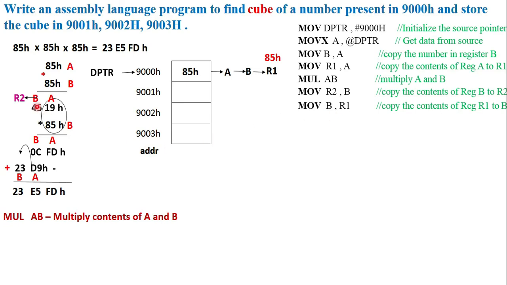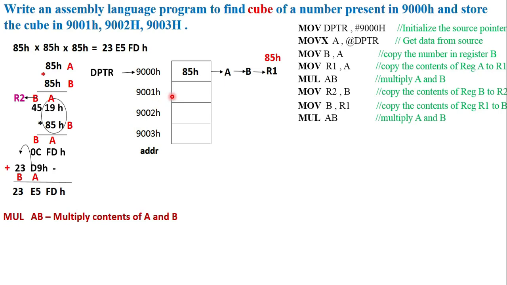So now A and B, both the contents are ready, and now we can perform the multiplication. So the next instruction is MUL AB, multiply the contents of A and B. Once this second multiplication instruction is executed, the new result which is out is 0CFD. Out of this result, we observe that the data in the accumulator, that is FD, needs no further processing and can be directly stored into the memory location.